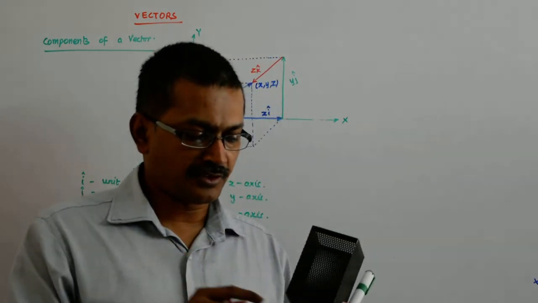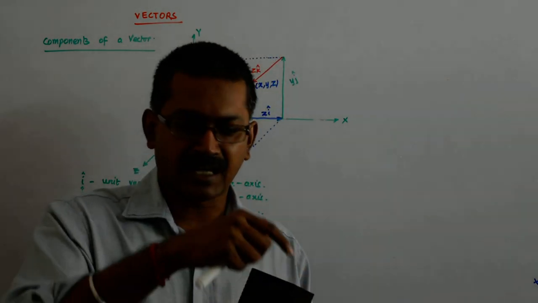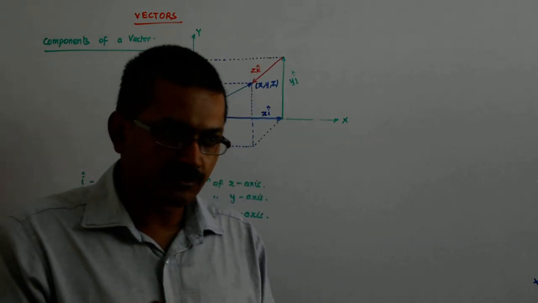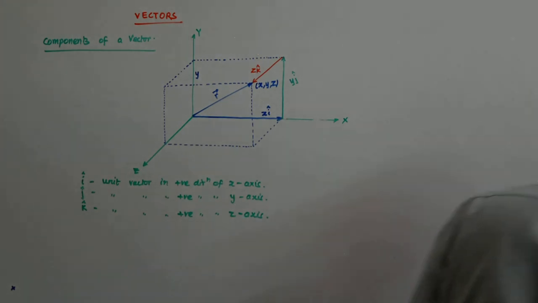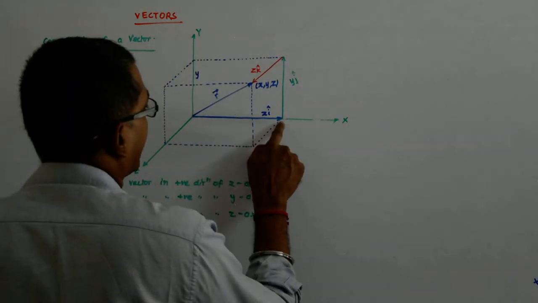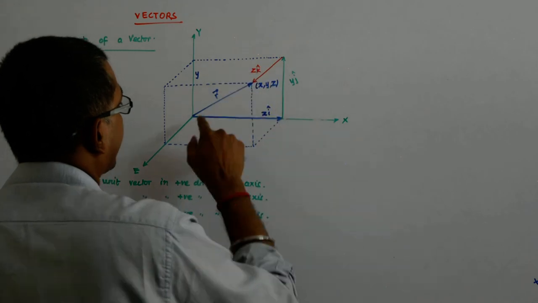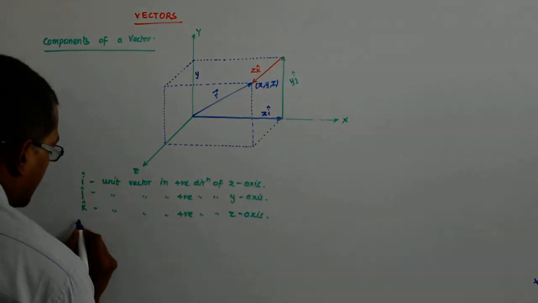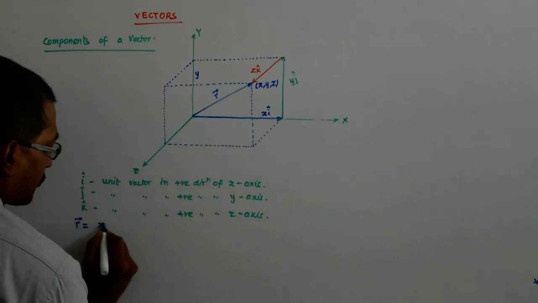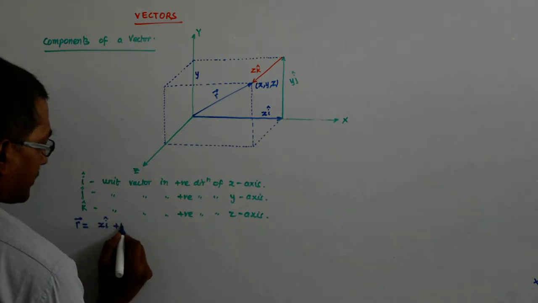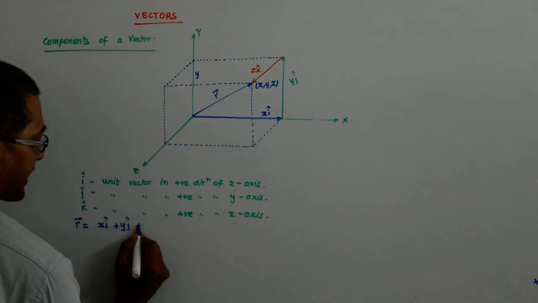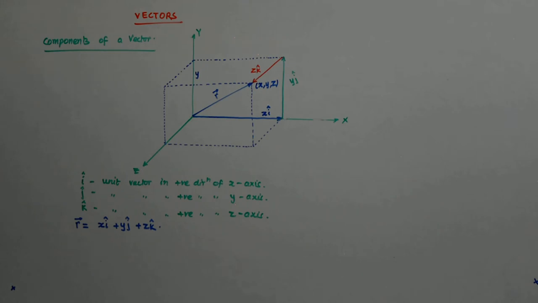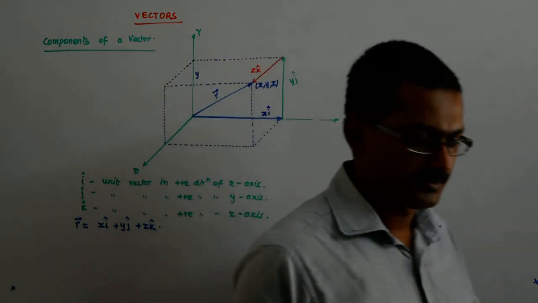So, what is the resultant? The tail of the first, that means here, to the head of the last. So this vector becomes the resultant of that. So x i cap plus y j cap plus z k cap is the resultant vector r. The position vector r can be expressed as x i cap plus y j cap plus z k cap. Do we understand it vector wise?